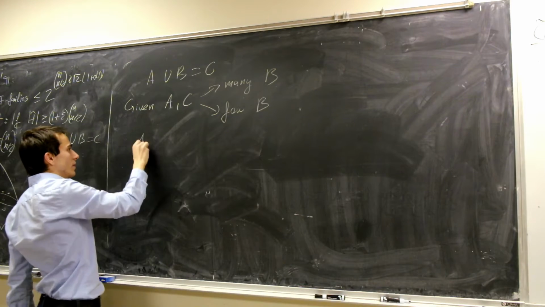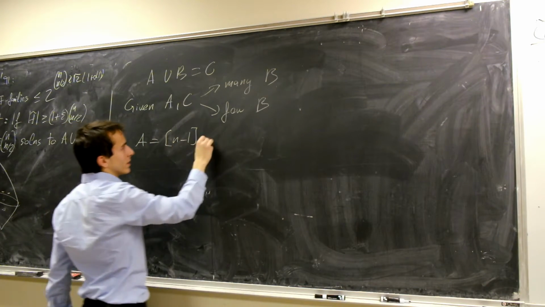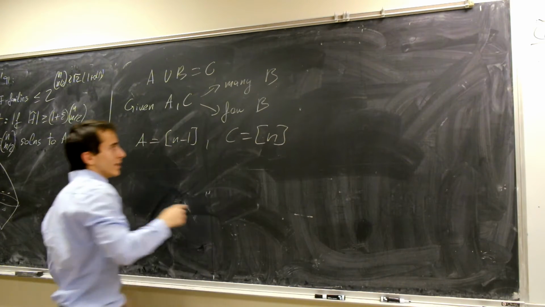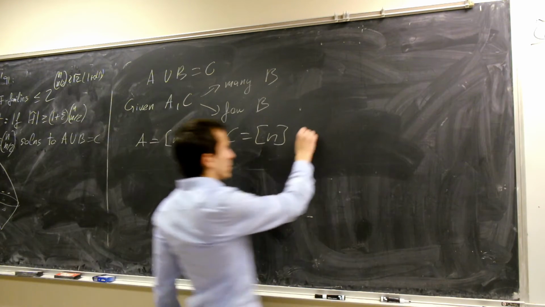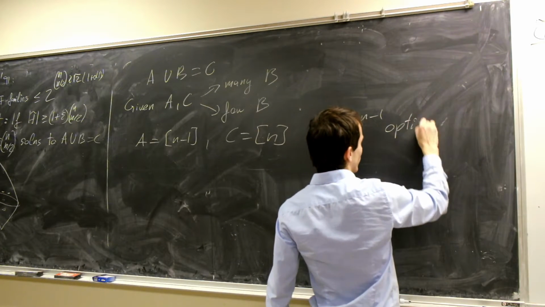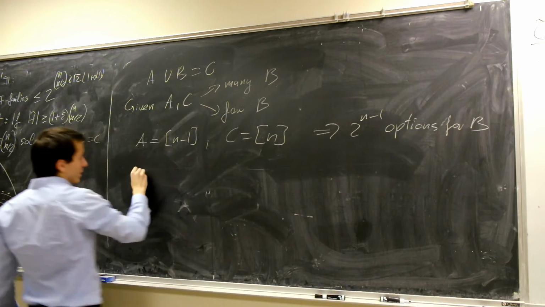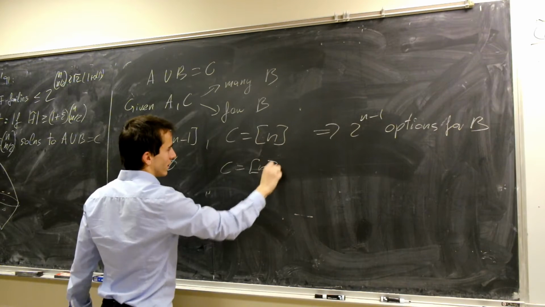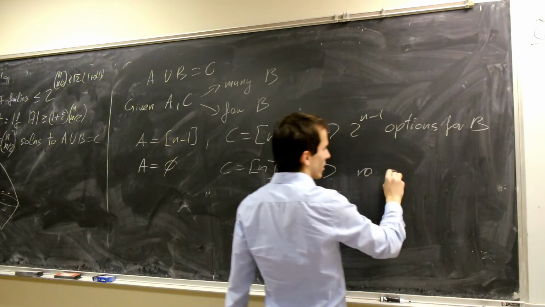So, for example, if A is the elements from 1 up to n minus 1, and C is all elements from 1 up to n, then for B there are basically 2 to the n, something like 2 to the n minus 1 options. But if A is the empty set and C is the whole thing, then it turns out that there are 0 options for B.